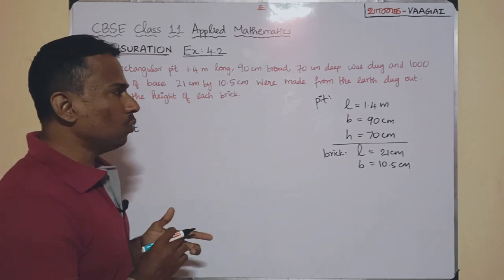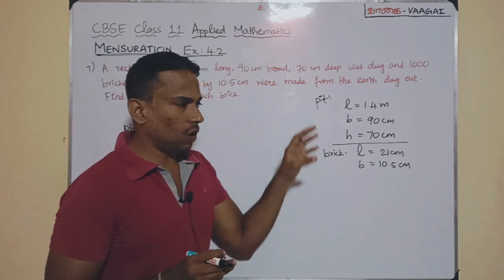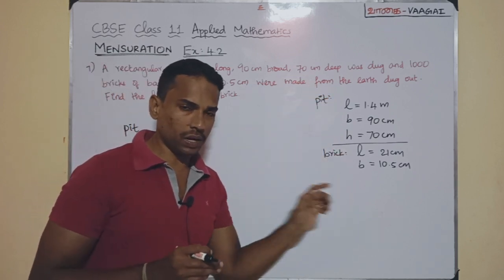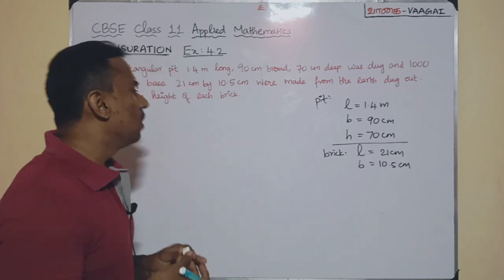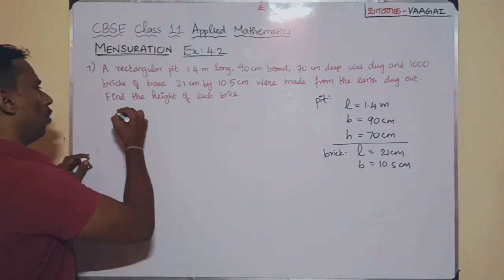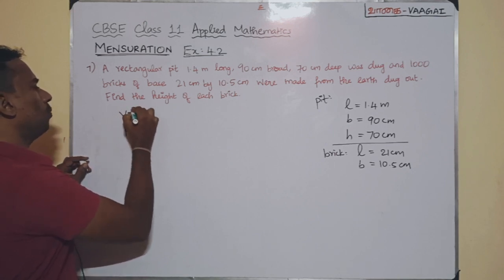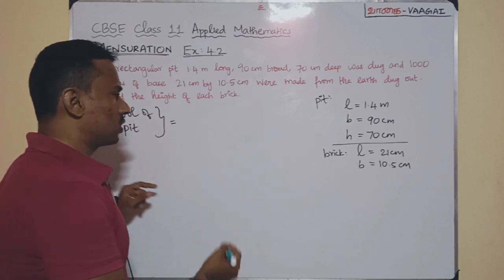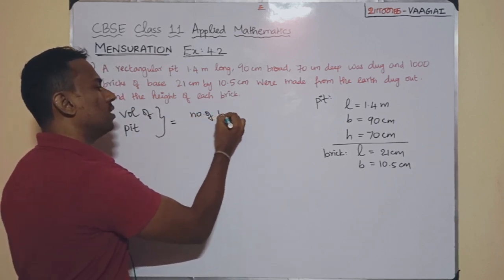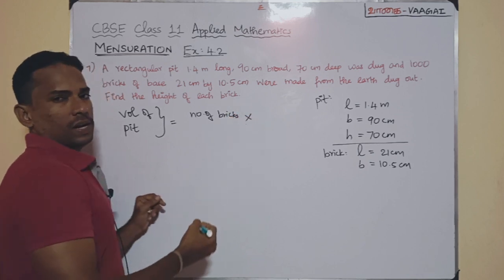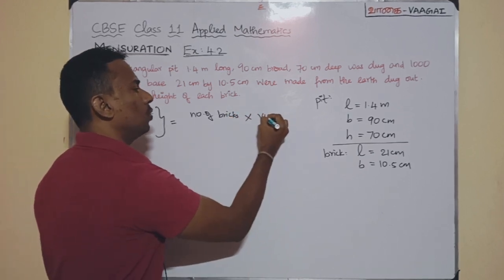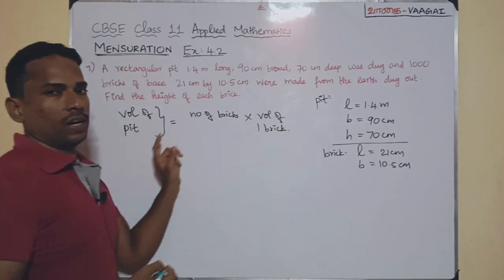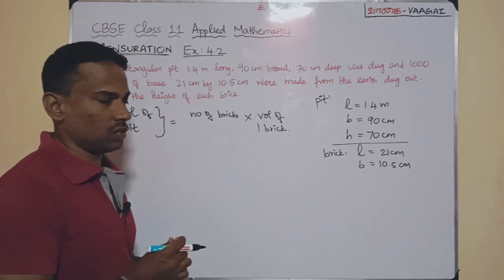First of all, we'll try to relate this pit and bricks. The volume which is dug out from the pit is what they are making as the bricks, which means it's very clear that the volume of the pit will be equal to the number of bricks multiplied by the volume of one brick. Now when I do this calculation, we can easily get the answer.